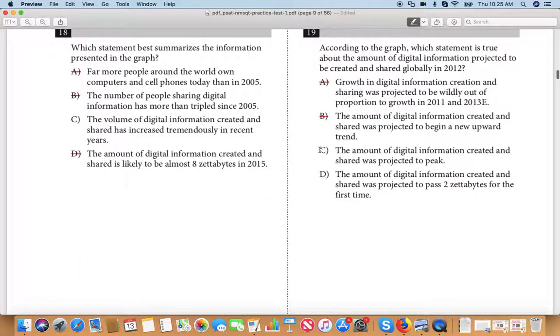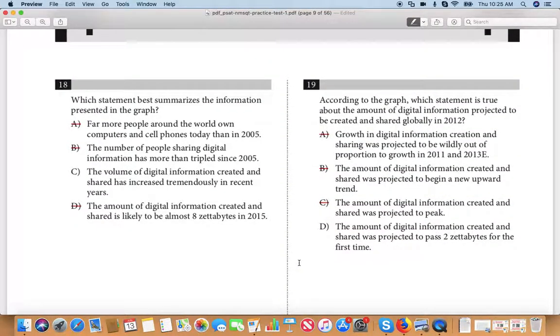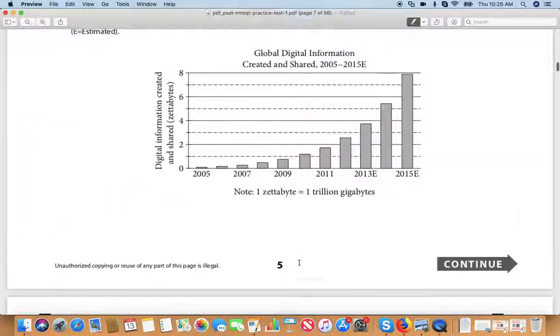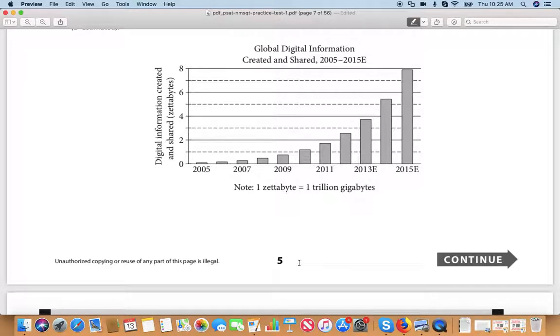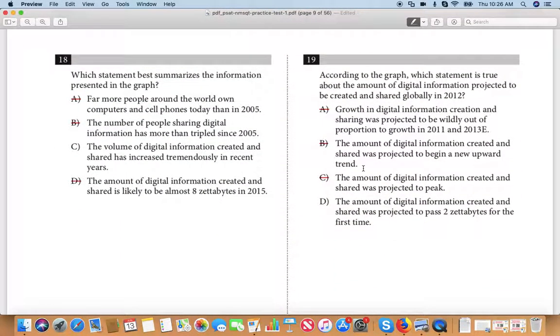I hope answer choice D makes some sense. Go ahead and read D for me, please. The amount of digital information created and shared was projected to pass 2 zettabytes for the first time. Okay, was the amount of digital information created and shared projected to pass 2 zettabytes for the first time in 2012? Yes. Because here's the 2 zettabyte line. For the first time it passed that is in 2012, which is right here. A little bit tricky because they don't give you the 2012 year, by the way. You have to find it manually. But that's not too complicated. And yes, there's evidence for it and no evidence for the others. So we can confirm it as answer choice D. Irene, did that make some sense? Yes. Okay. Good.